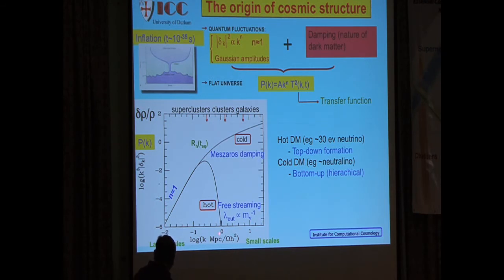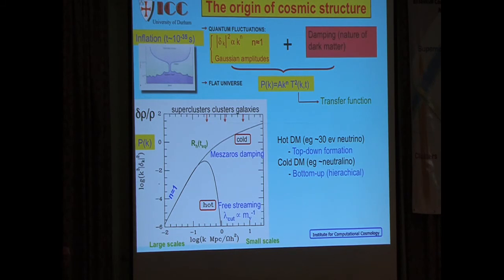Here's the case of hot dark matter, where this case corresponds to a neutrino with about 32 electron volts. And there you see this cutoff wavelength that occurs on a scale roughly comparable to a supercluster. And so what you have here are completely different ways of making the large-scale structure of the universe. In the case of cold dark matter, there's power on all scales.